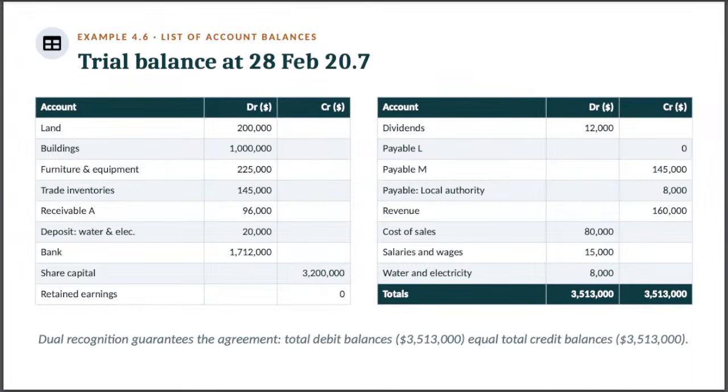So let's get our trial balance here. See, the dual recognition guarantees the agreement. The total debit balances $353,513,000 equal the total credit balances. So we add up all the balances from each account at the end of the month, and they shall balance out, and they do.